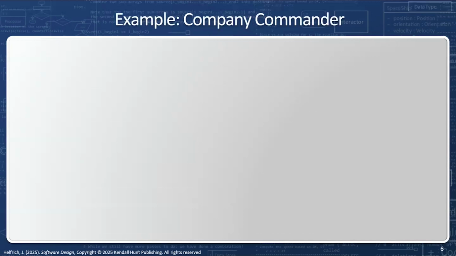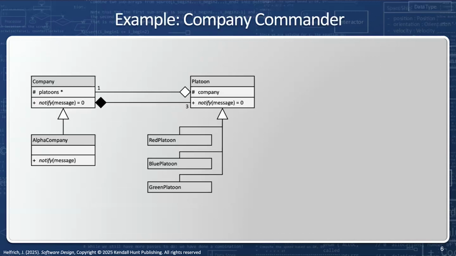Okay, let's take a look at an example here. We're going to go back to our company commander we had before. So we're going to have a company, which is going to be the mediator, and it's going to have a collection of platoons, three of them, in fact. And each platoon will have a reference back to the company.